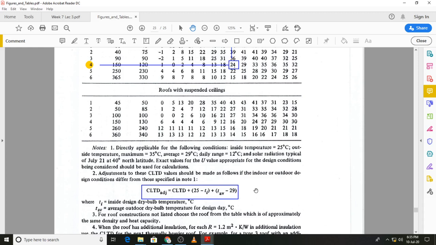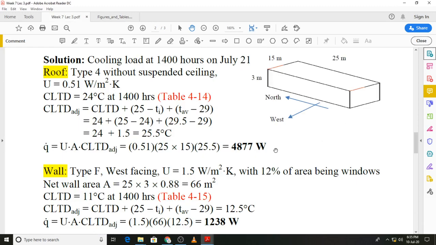So we go back to the solution and find out what's the resultant heat gain. The area of the roof, you can see, is 15 meters by 25 meters, so that's the area of the roof multiplied by the overall heat transfer coefficient, which is given in the problem, and CLTD adjusted is found out by ourselves, and we get the heat gain through the roof to be 4877 watts.